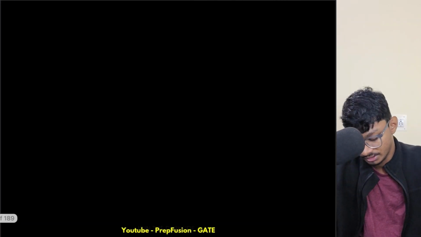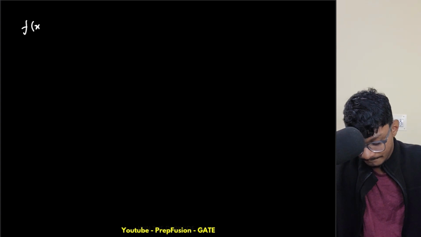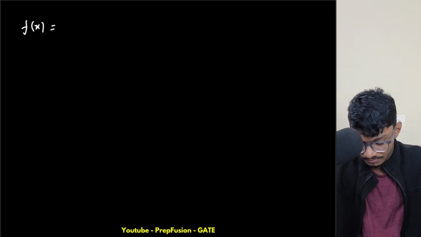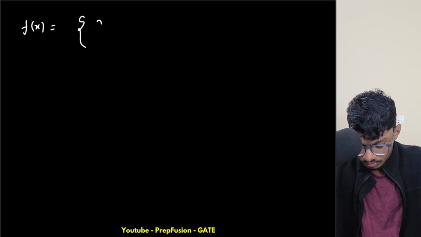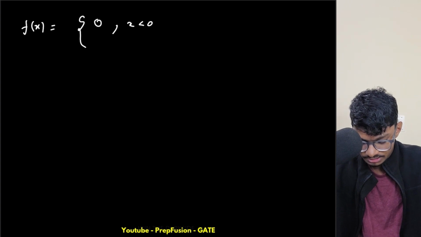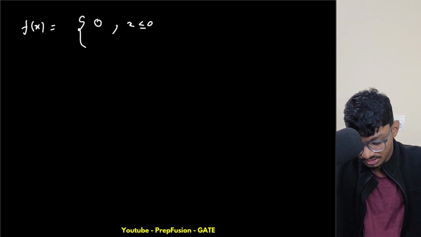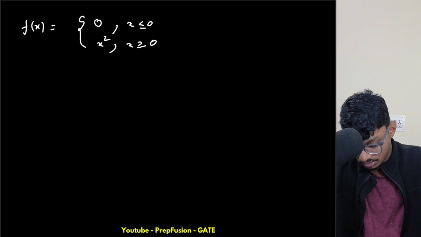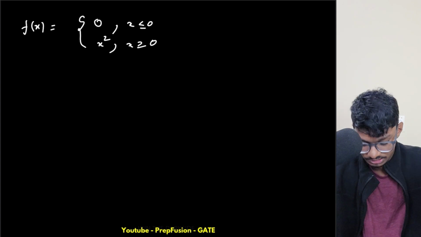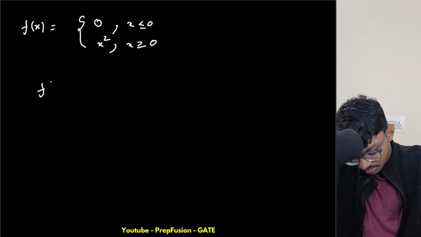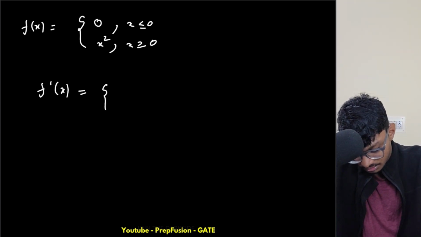My function can be defined like this. F of x will simply be defined in two ranges. It will be equal to 0 for x less than or equal to 0, and equal to x squared for x greater than or equal to 0. Now you do the differentiation. This will still be 0.